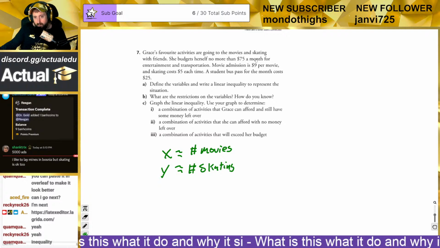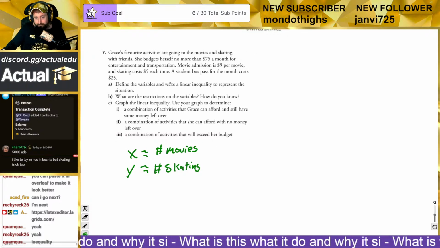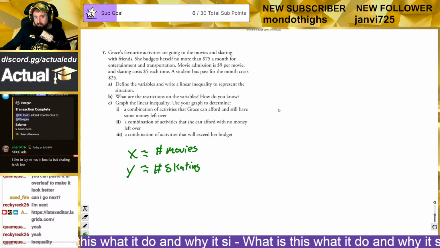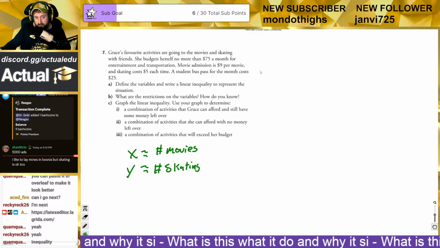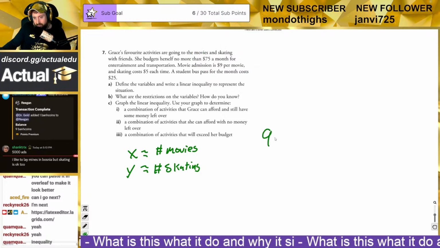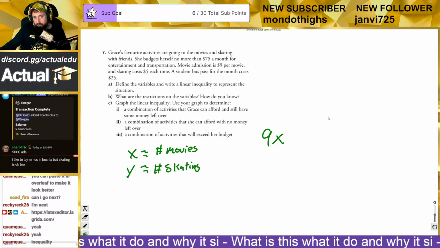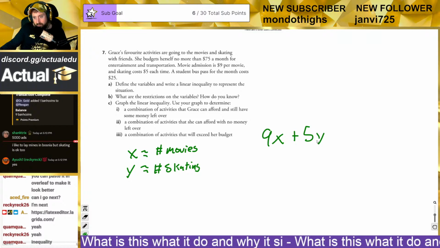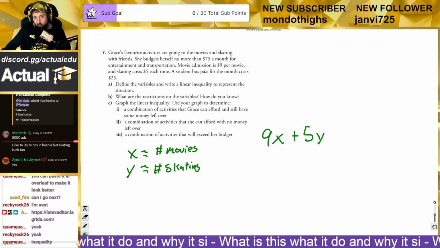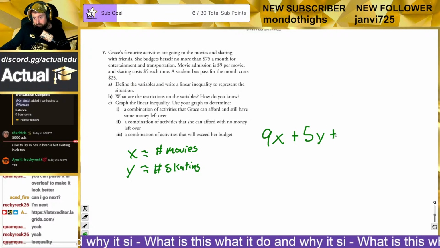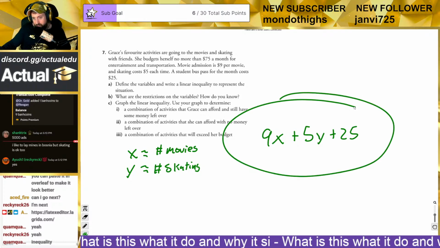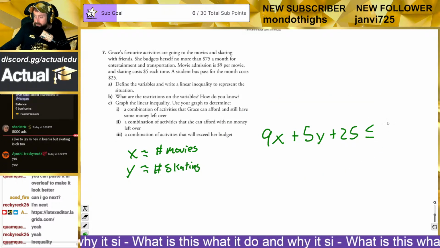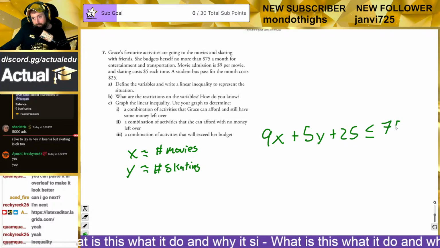Okay, so then to write an inequality to represent the situation. Well, the total amount of money she's going to spend is going to be 9x, because it's $9 per time she goes to the movies, plus 5y. And this also needs to include a $25 bus pass, so we're going to say plus 25. So these are her monthly costs. And this has to be less than, so it says no more than 75. So I think less than or equal to 75 is okay.